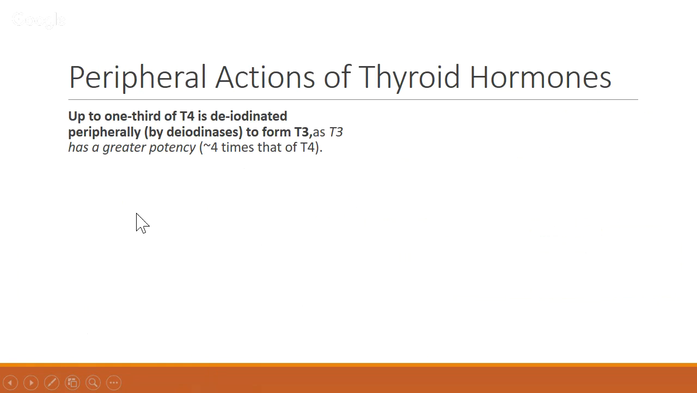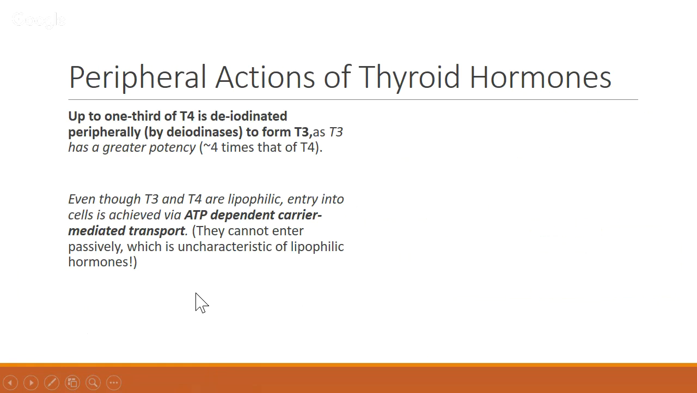So peripheral actions of thyroid hormones. Basically, you have a lot more T4 than you have T3, but T3 is sort of the active hormone and produces greater metabolic effects. So you deiodinate T4 to form T3, and T3 is the major hormone that actually carries out thyroid hormone effects.